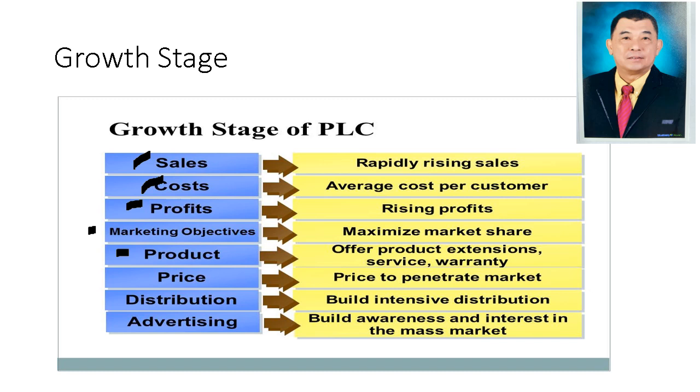That is your strategy. Distribution, there is already a build-up of intensive distribution. Advertising is still the same. Create brand awareness, product awareness, and interest in the mass market. So this is the characteristic and strategy once the product is inside the growth stage. Really, when it comes to profit, the y-axis, and time, the x-axis, you can see in your graph that you are getting revenues and you are now feeling the profit.